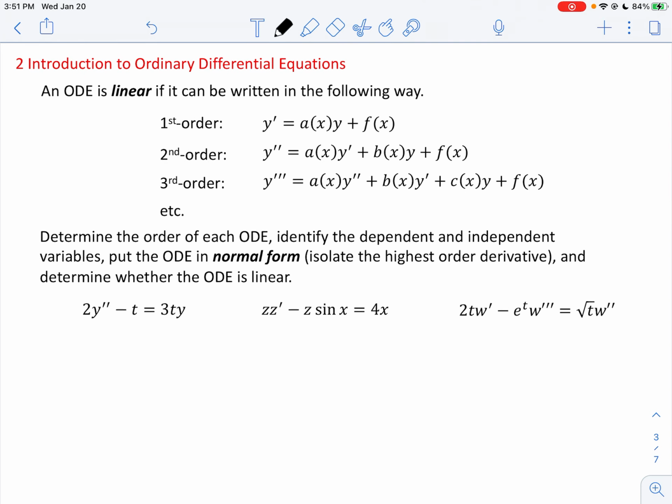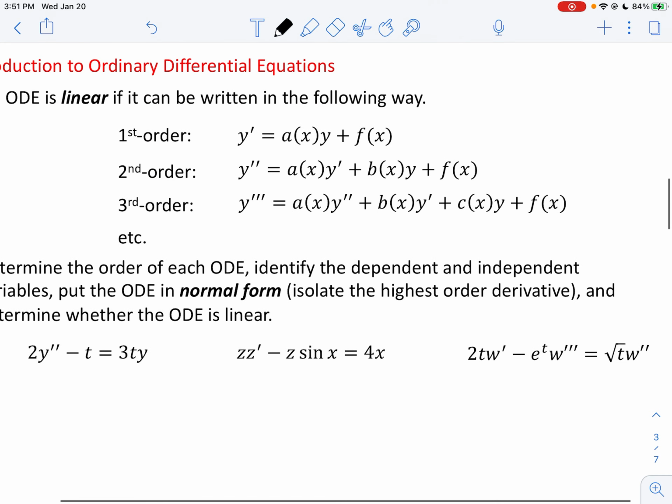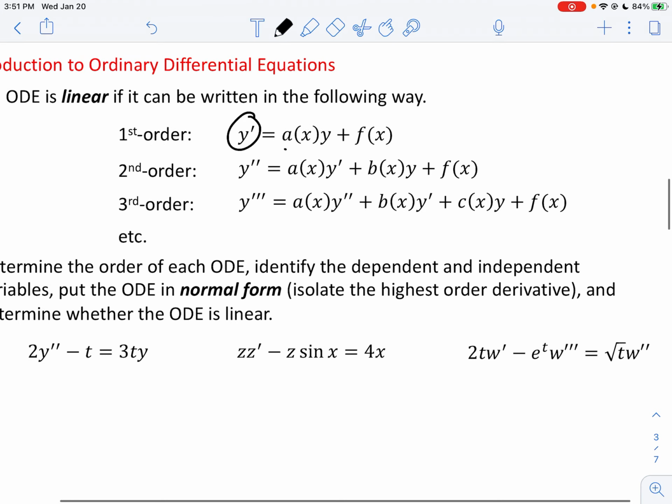Okay, next definition. An ordinary differential equation is linear if it can be written in the following way. I've done it for first, second, and third order, and then you can generalize to higher order if you want. Notice I have the highest derivative isolated, and I'm using y as the dependent and x as the independent variable in these examples. Highest derivative is isolated, and then on the other side, we just have a coefficient times y plus a function over here.